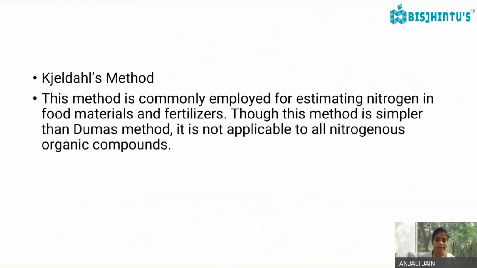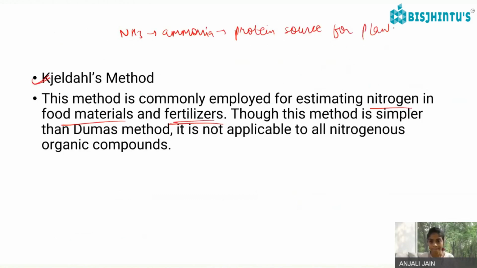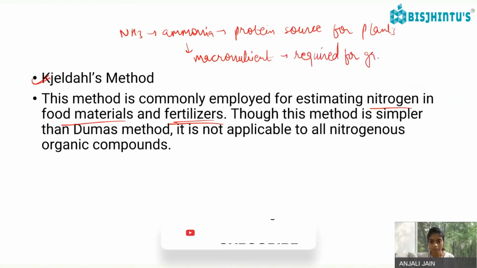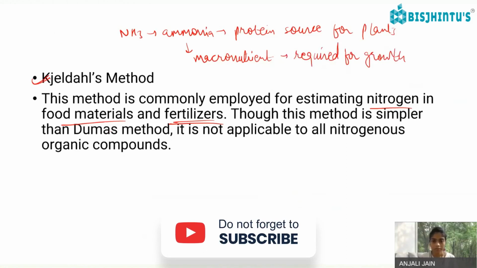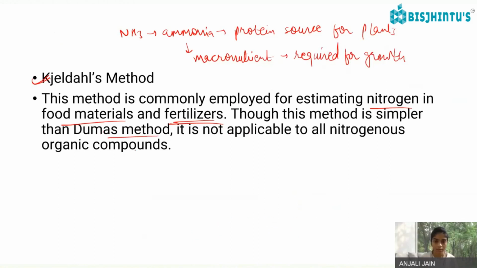Then comes the Kjeldahl method. This method is commonly used for the estimation of nitrogen, and it is quite an important method for food materials and fertilizers, because in fertilizers the main constituent is ammonia, which is the protein source for plants. It is an essential macronutrient required for the growth of plants. This method is simpler than the Dumas method. It is not applicable to all nitrogenous organic compounds. It is just used in food materials and fertilizers.